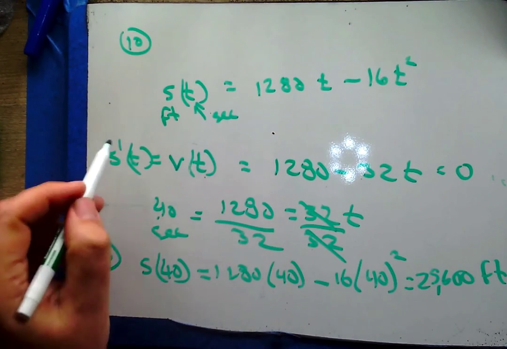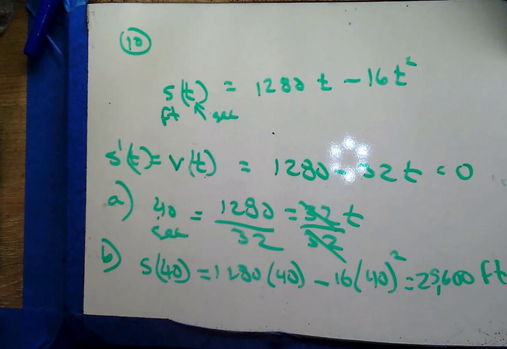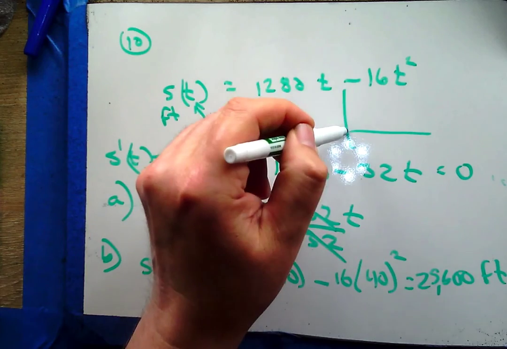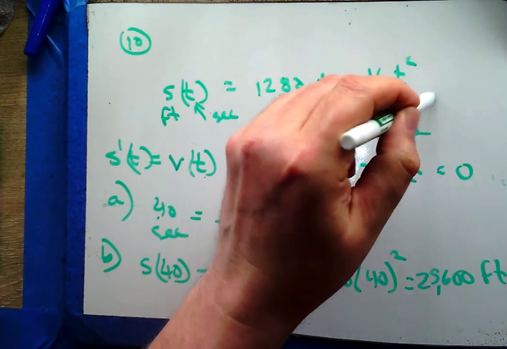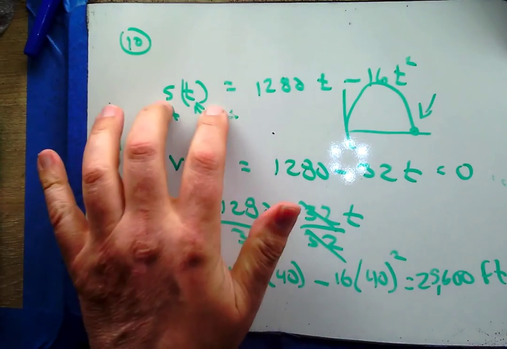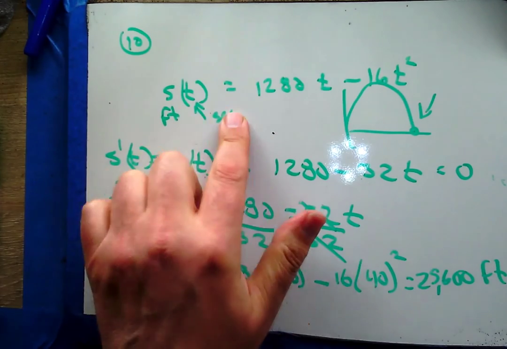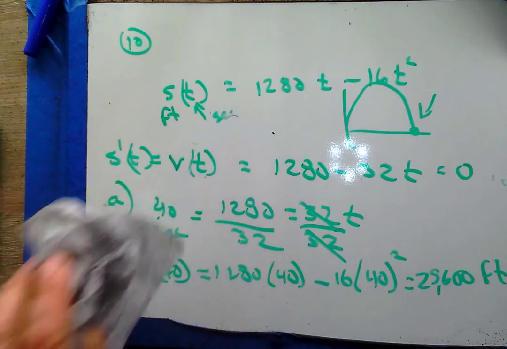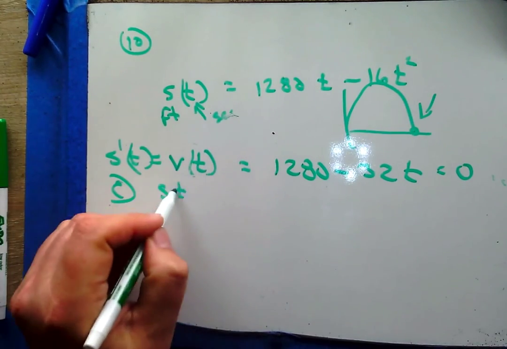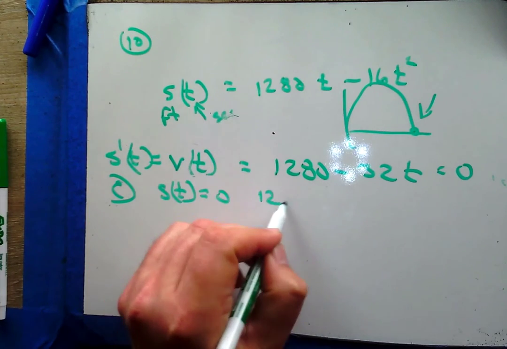There's part A. What about C? After firing, how long does the gun crew have to get under the cover so they're not hit by any fragments falling to the earth? Well, we know this is a down-pointing parabola, and this is the moment in time when the fragments hit the earth. So in that case, I'm not looking for V equal to 0, I'm looking for S equal to 0. So, part C, position should equal 0.